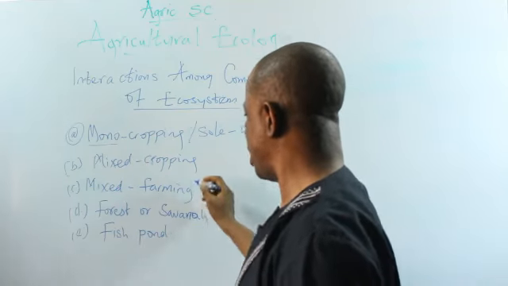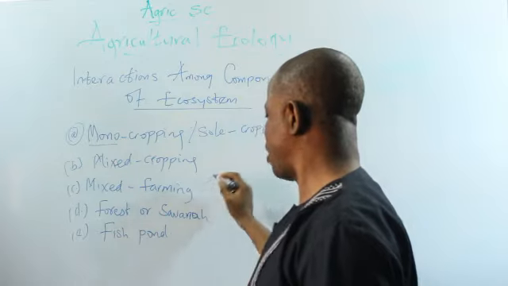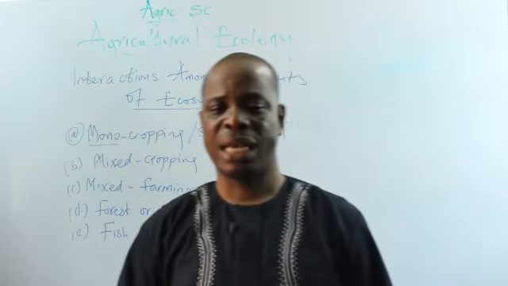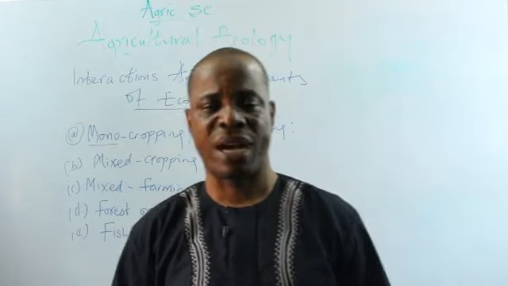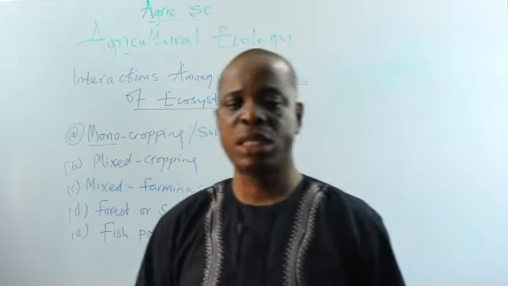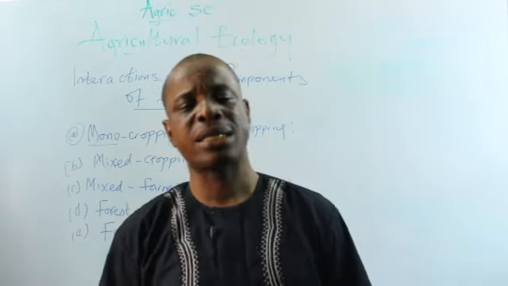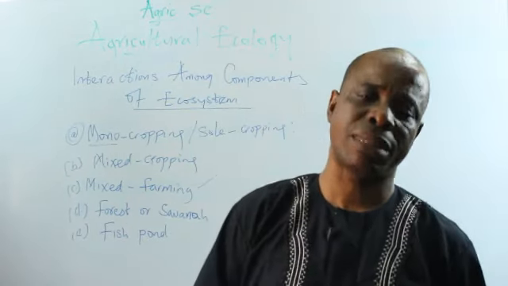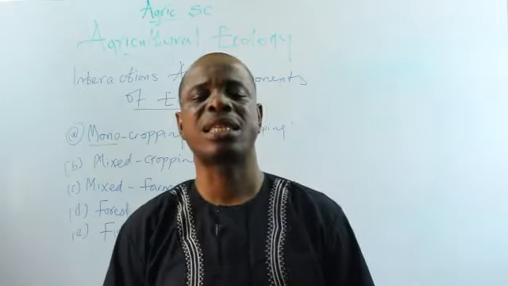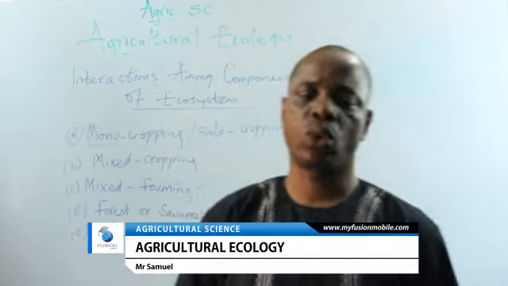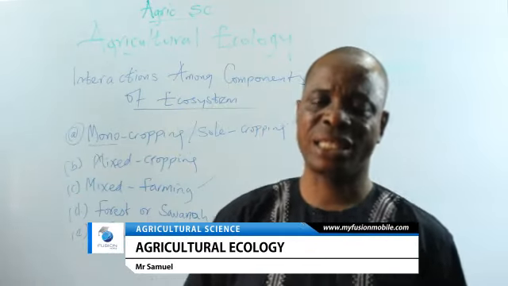You have mixed farming. That was mixed cropping. Then you have mixed farming. The word farming talks about rearing of crops and planting of crops and rearing of animals. So when you say mixed farming, it means both planting of crops and rearing of animals take place on a piece of land at the same time. So mixed farming is a system of farming whereby a farmer plants crops and equally rears farm animals on the same piece of land at the same time.